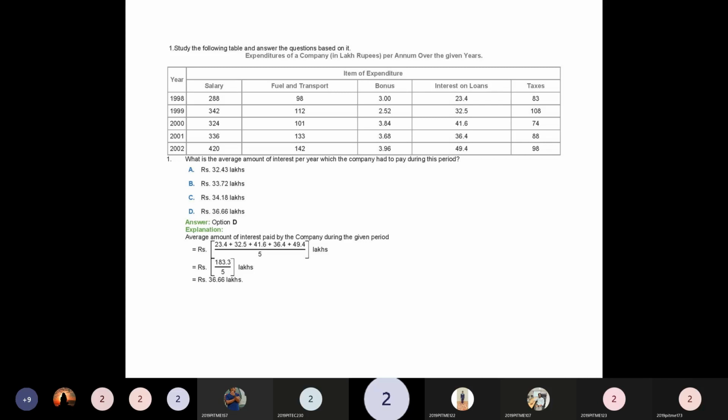If in future you want to run a company, you have to spend money on these items: salary, fuel and transport, bonus, interest on loans and taxes, all that. So for 1998 to 2002 they've taken the data. Salary, for example, in 1998 they gave 288 and in 2002 they gave 400, like that, and fuel and all that. Please take all the data. These data are very important. Now what they're asking is the average.